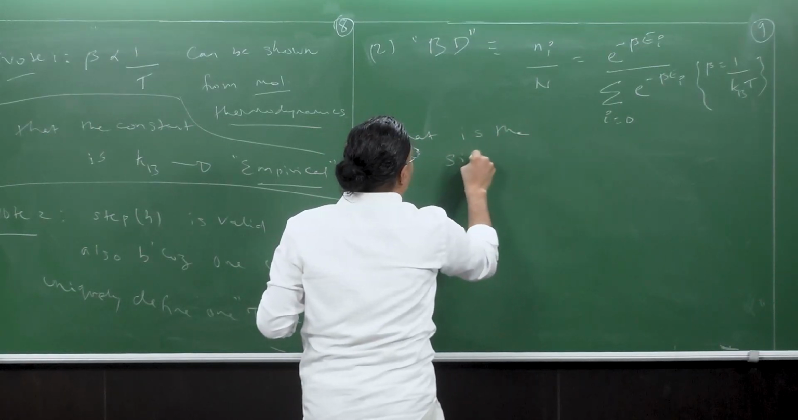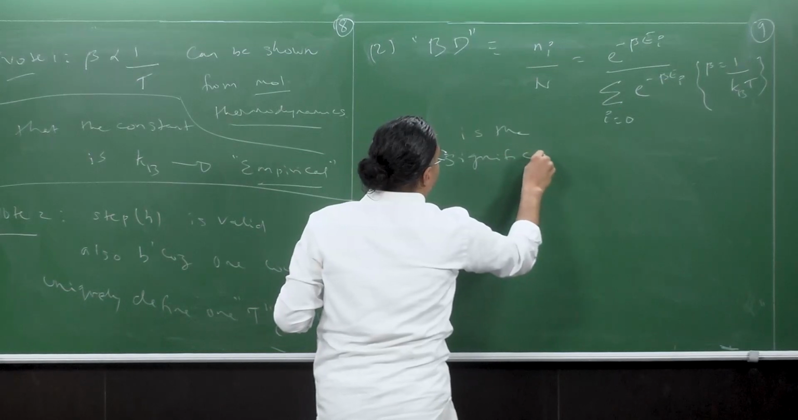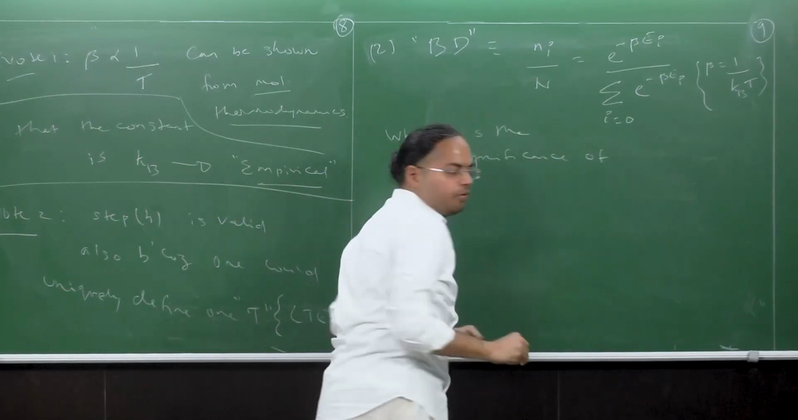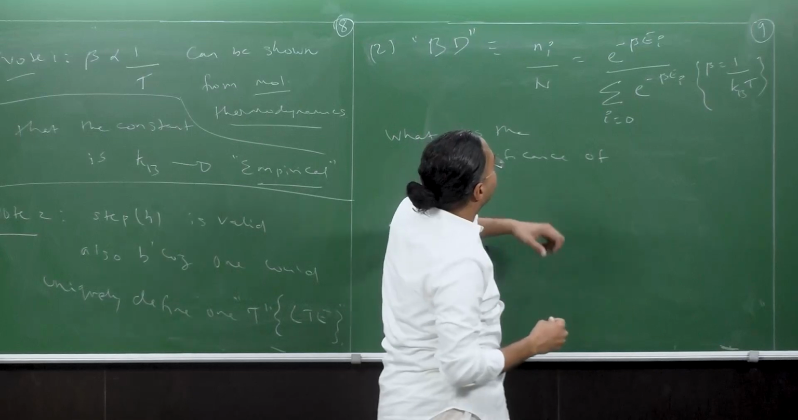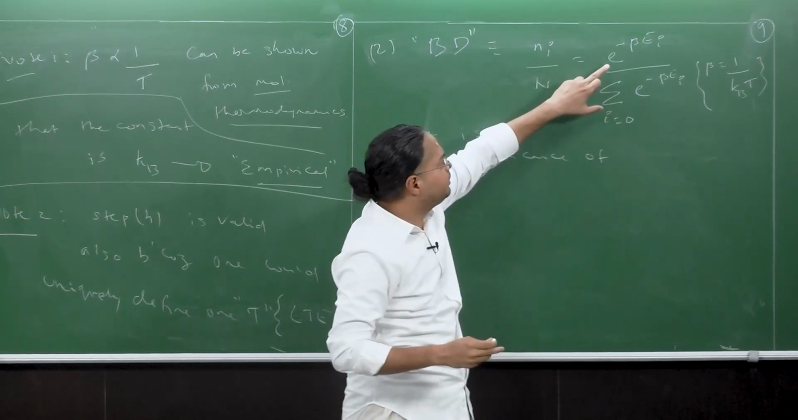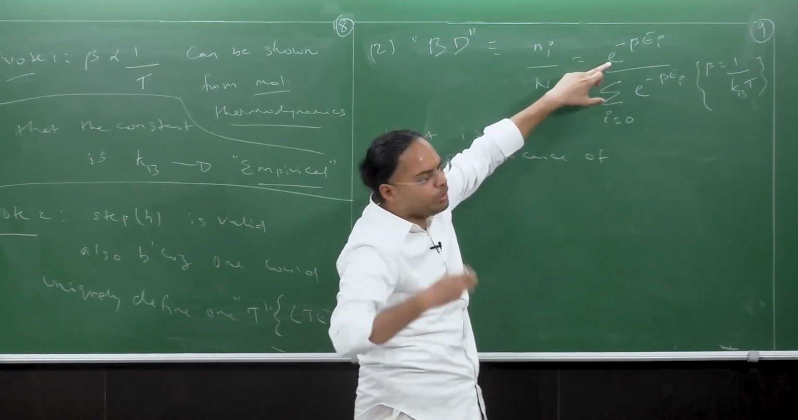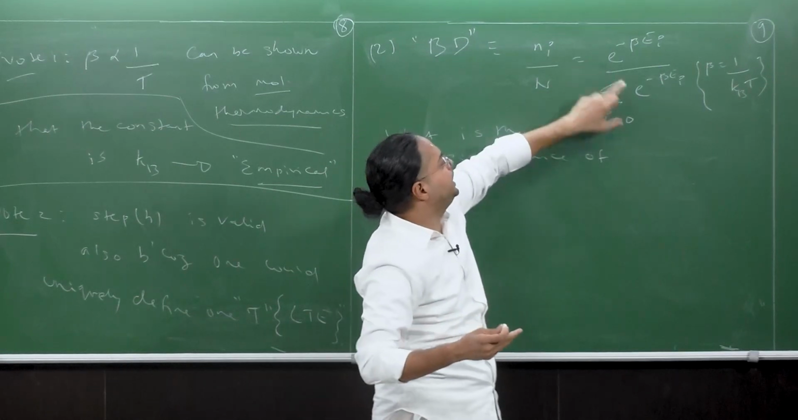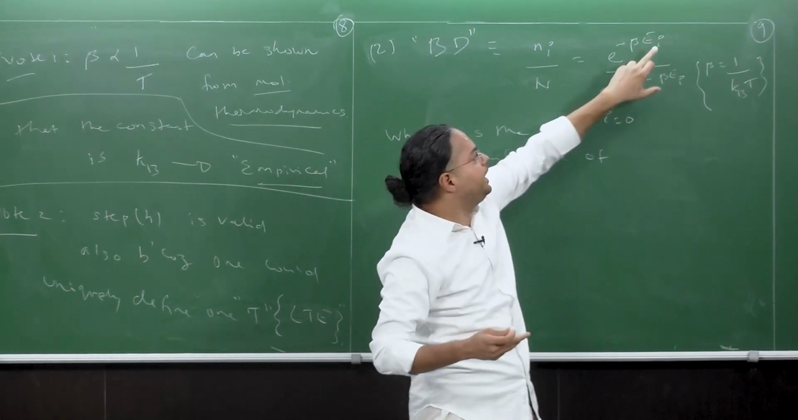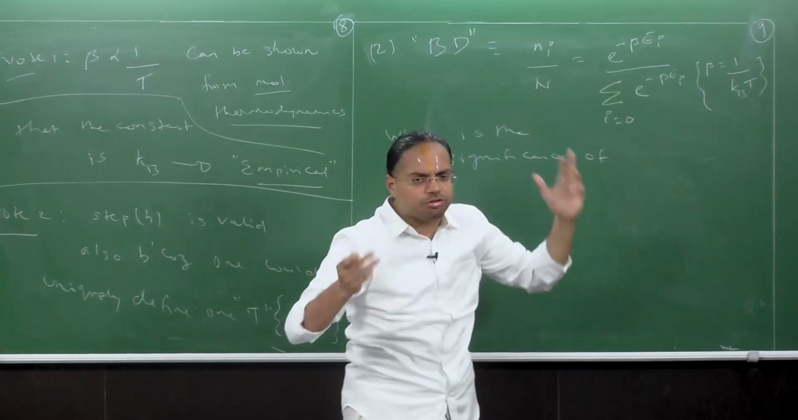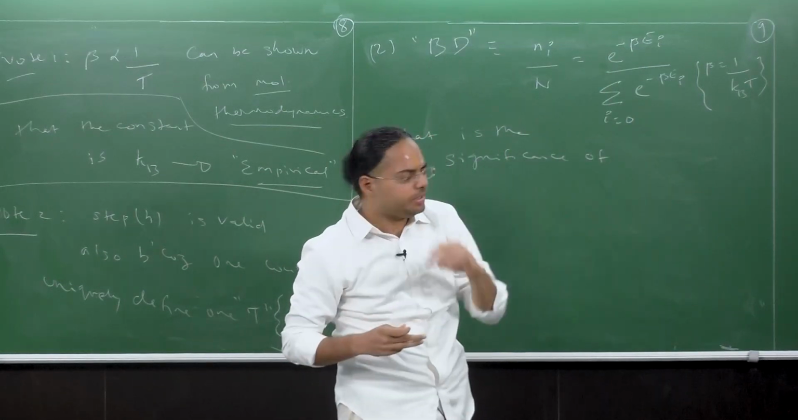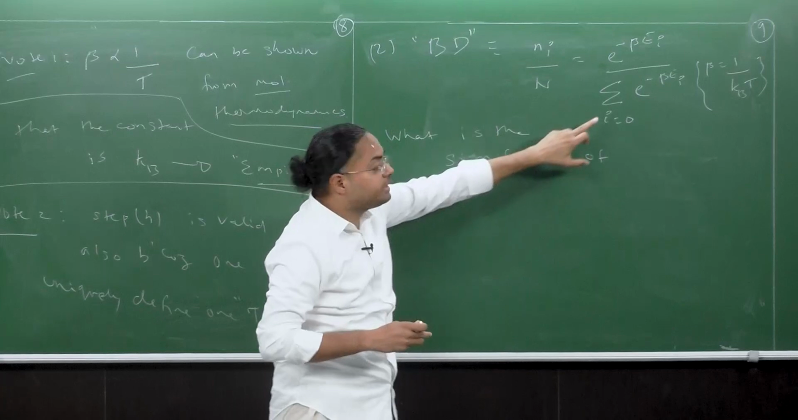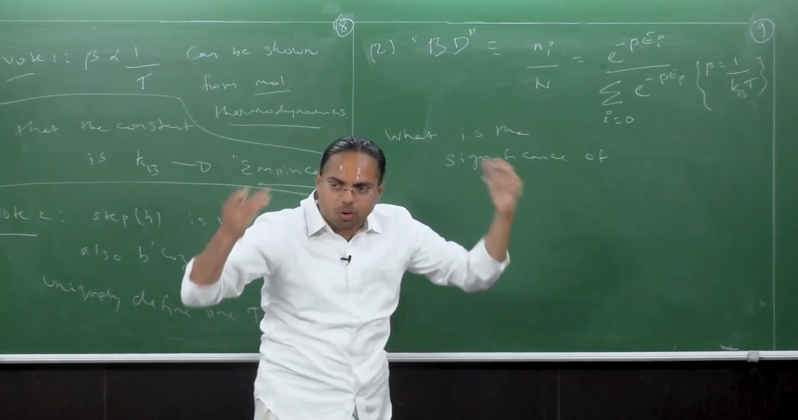What is the significance of the denominator? The numerator we understand, okay, right? It is just the exponential. What are we exponentiating? We are exponentiating the energy of the ith state, which is multiplied by some constant. That is the numerator. But the denominator is actually very special, okay? We shall be talking about it now.